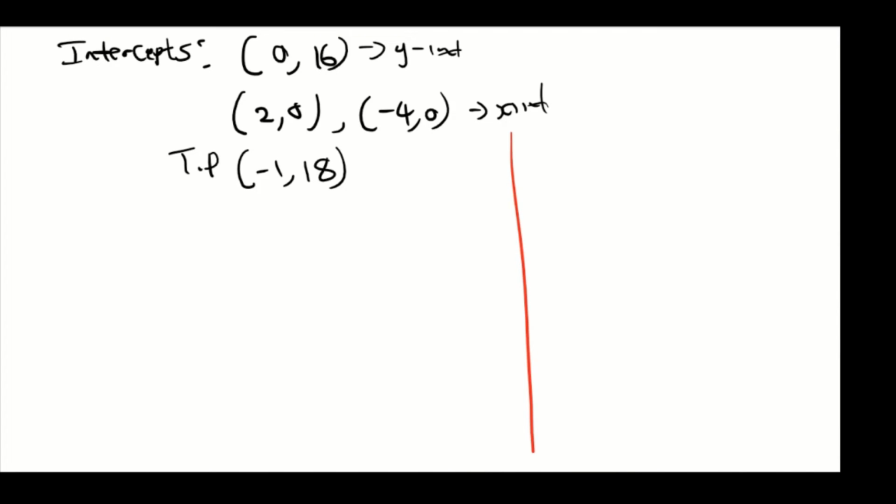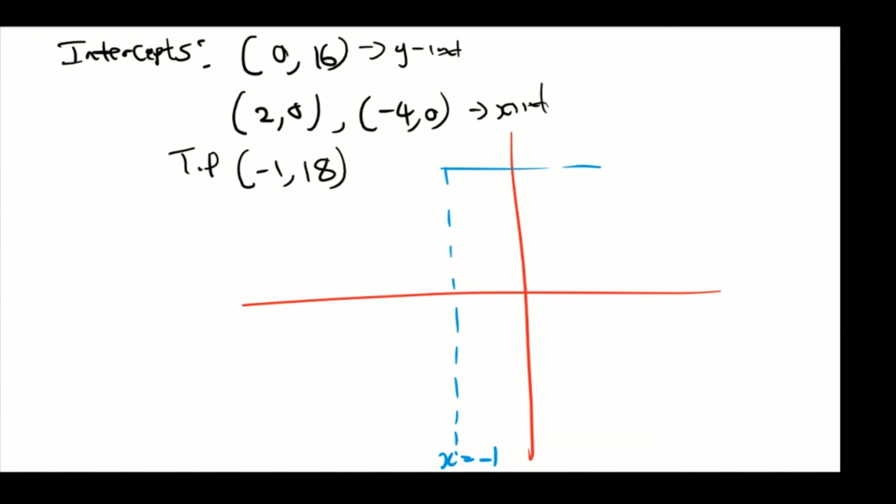So to draw our function, it's going to look like this, and we indicate our turning point of minus 1. So minus 1 will be somewhere here, x equals minus 1, and our 18 will be somewhere here. So this is our turning point, minus 1 and 18. And our intercepts: we have an x-intercept of 2 and 0, so let's say 2 is here, and another intercept of minus 4 and 0, so let's say it's here, which is minus 4 and 0.